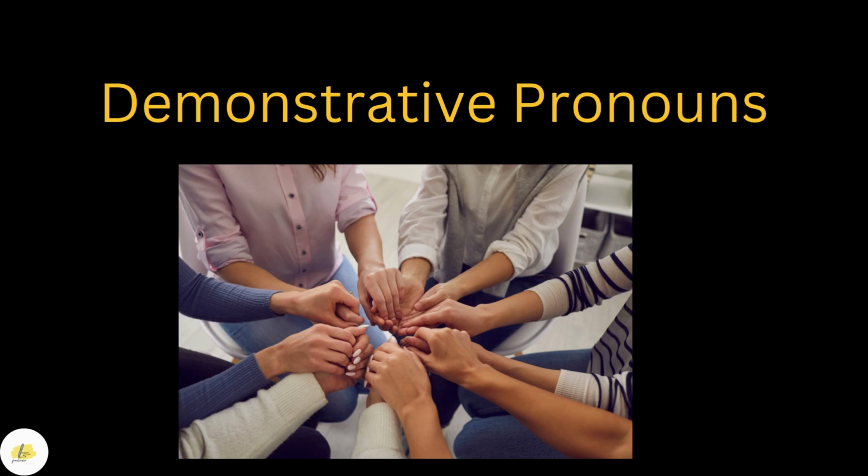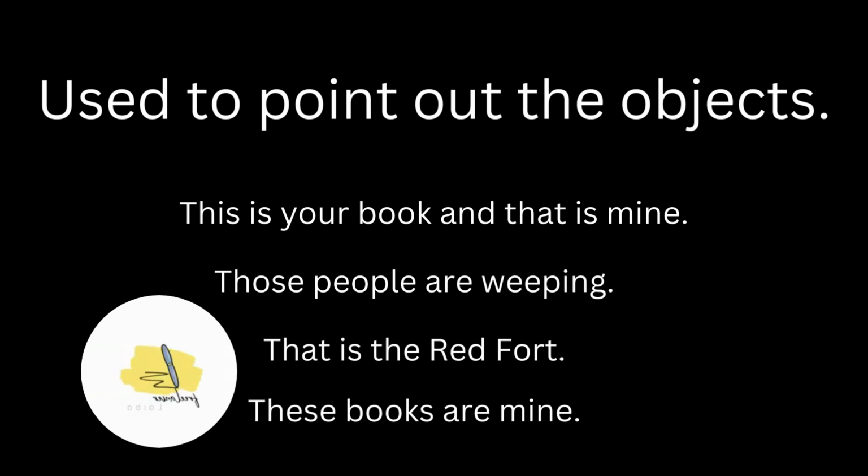Now let's look at the demonstrative pronouns. Demonstrative pronouns are used to point out objects. For example, this is your book and that is mine. Now, this is demonstrating that this book is yours, and that is also a demonstrative pronoun. Those people are weeping. Those is demonstrating toward the people, so it is a demonstrative pronoun.